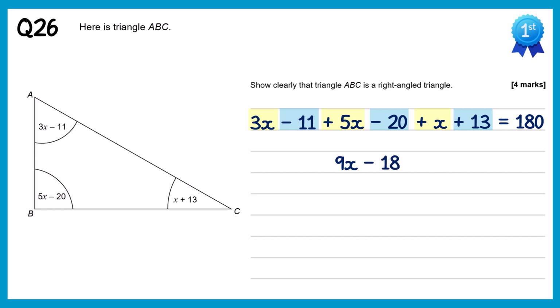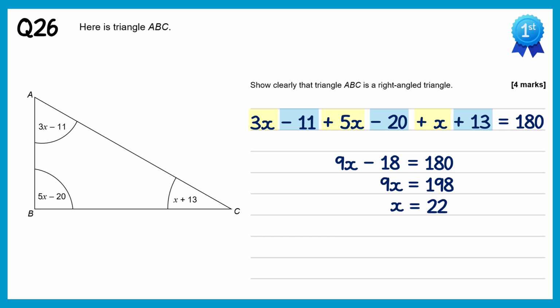That gives you subtract 18. And the right-hand side is 180. We now have an equation to solve. We can add 18 to both sides. On the left, the 18s will cancel, so we have 9x. On the right, when you add 18 to 180, you get 198. Now if we just divide both sides by 9, we get x, and 198 divided by 9 is 22.